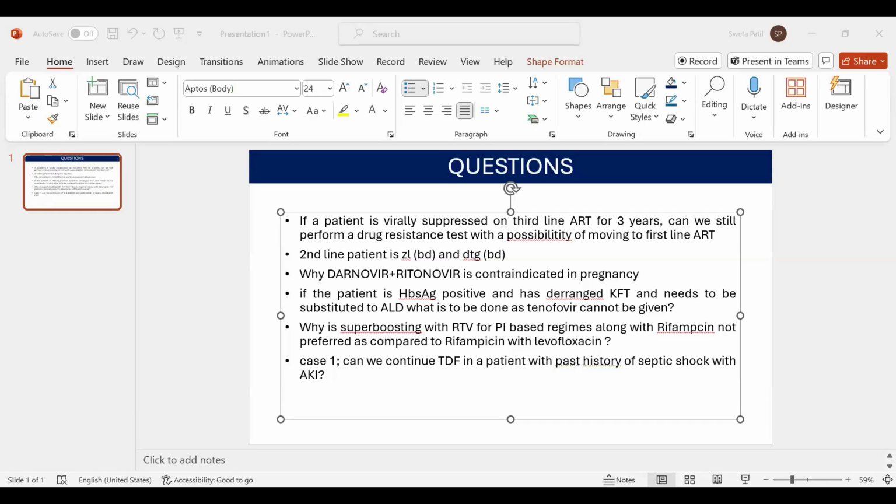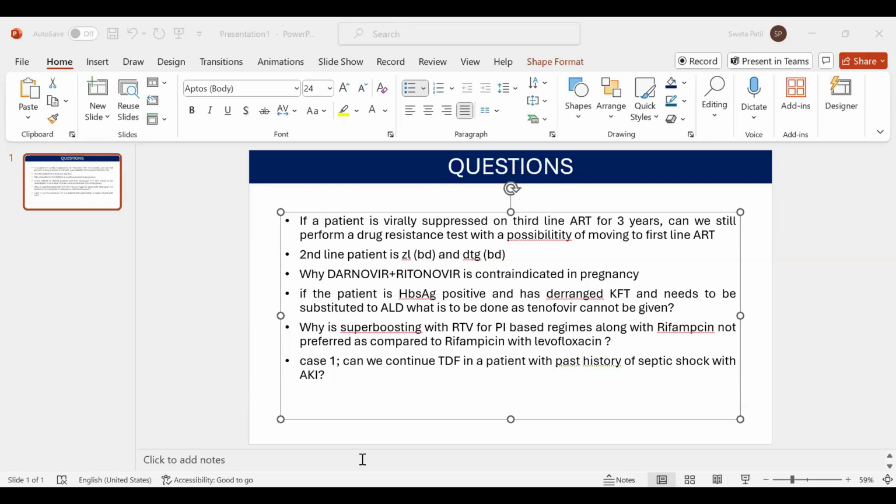Why is darunavir plus ritonavir contraindicated in pregnancy? No, darunavir ritonavir is not. It's atazanavir ritonavir that we avoid in pregnancy because it has some adverse issues. So in pregnancy, we are giving lopinavir ritonavir instead of atazanavir ritonavir. And darunavir ritonavir is not contraindicated in pregnancy as far as my knowledge goes.